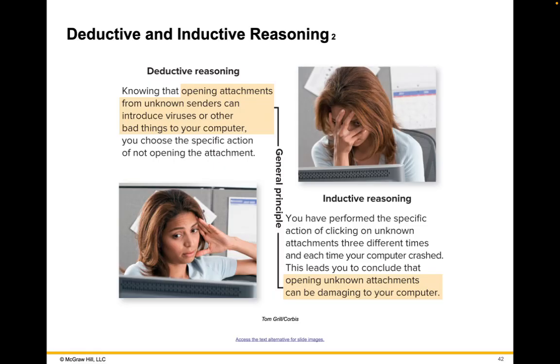So, for example, here's a great way to compare deductive and inductive reasoning. Deductive reasoning says, knowing that opening attachments from unknown senders can introduce viruses or other bad things to your computer, you choose the specific action of not opening the attachment. You've got this general idea, so you don't do the specific thing. Inductive is you've performed the specific action. You clicked on some attachment 3 different times, and each time your computer crashes, and that leads you to the idea that you should probably not open attachments that are unknown because they could damage your computer.